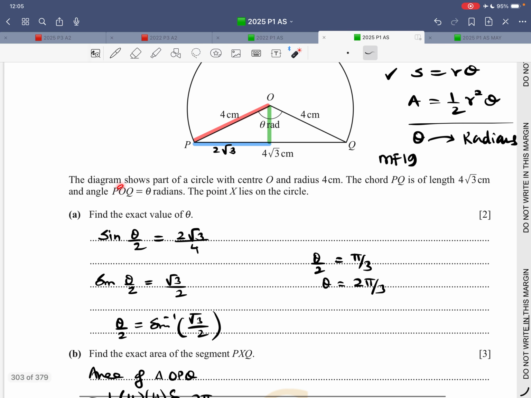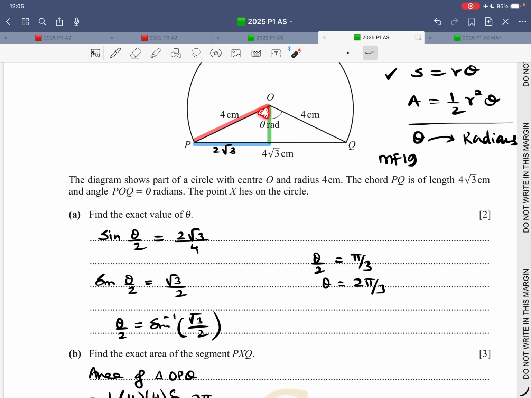Now it says the diagram shows part of the circle, center O, radius 4. This is radius, this is radius. The chord PQ has a length of 4 root 3. And this angle is theta, this whole thing is theta. The point X lies on the circle. Find the exact value of theta.